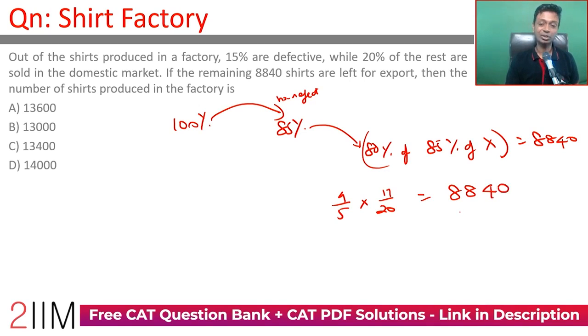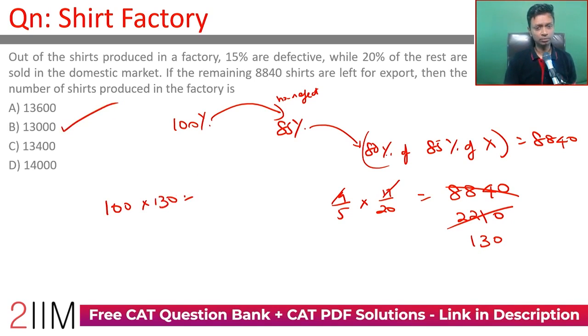We need to find X. You're through. You're given a calculator, but you probably don't need this. Cancel the 4. 884 divided by 4 is 221. 221 is 17 into 13. So cancel this off. This is 130. 5 into 20 is 100. 100 into 130 is 13,000. This is the number you're looking for.